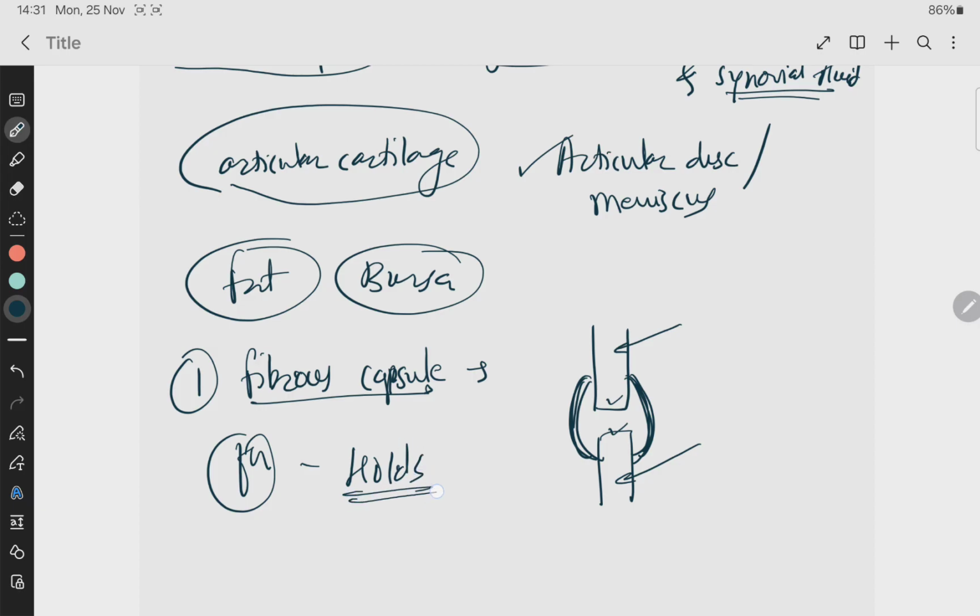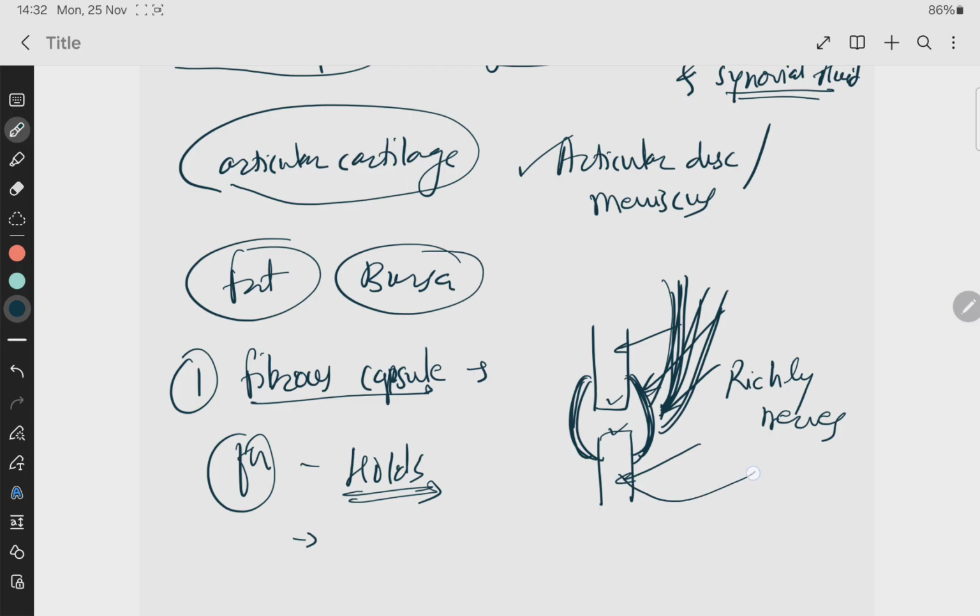What is the function of the fibrous capsule? Hold these two bones together, prevent their dislocation, that is the second function. This fibrous capsule is richly supplied by nerves, and when these nerves get stimulated, it also stimulates the muscles nearby for contraction, and then it will lead to the movement at the joint, and in this way it makes the joint go to an optimum position to make the capsule relax and prevents the painful movement at the joint. So it acts like a watchdog action of the capsule.